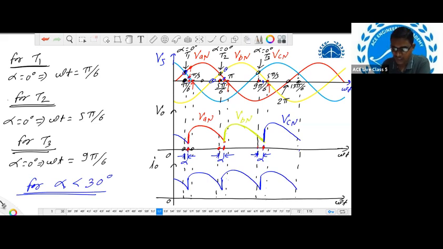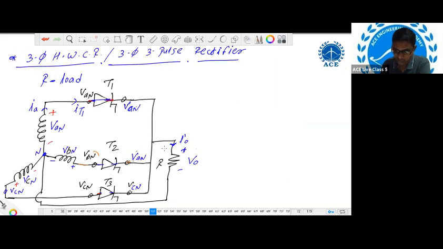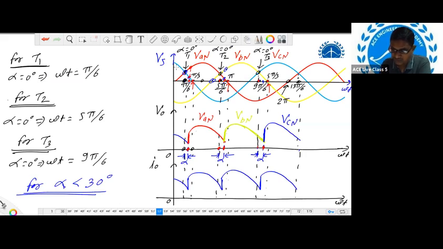So when T3 is in conduction mode, which waveform will we get in the output? When T3 is in conduction mode, in the output we will get V0 equal to VCN only. Simply apply KVL to this loop: plus VCN minus V0 is equal to 0, means VCN is equal to V0, right? So here in the output, we are getting V0, which is the same as VCN, the blue line. So the same waveform we are getting here.